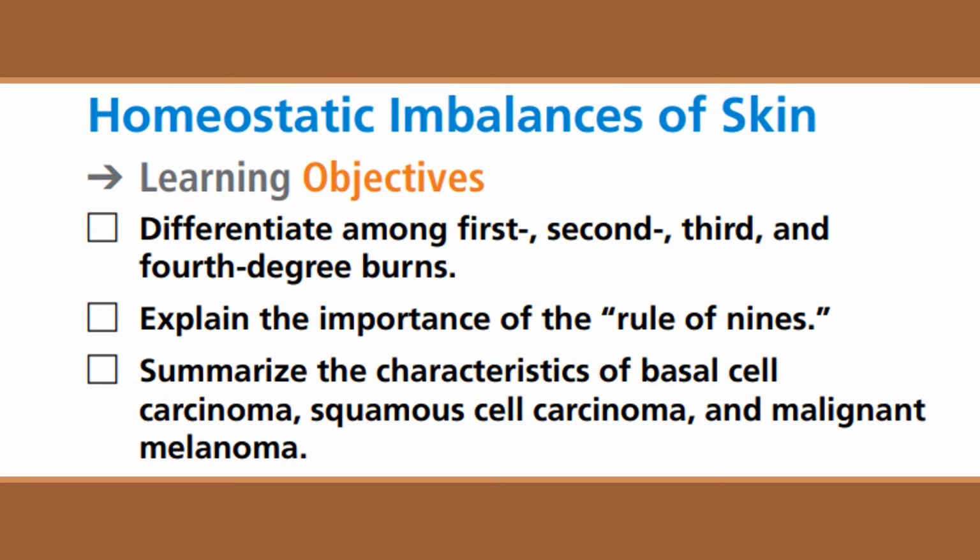Now we're going to discuss the homeostatic imbalance of the skin. We're going to look at the degrees of burns, first, second, third, and fourth degree, and what the factors are that differentiate these burn types. Then we're going to explain the importance of the rule of 9. Then in the end, we're going to summarize the characteristics of basal cell carcinoma, squamous cell carcinoma, and malignant melanoma.